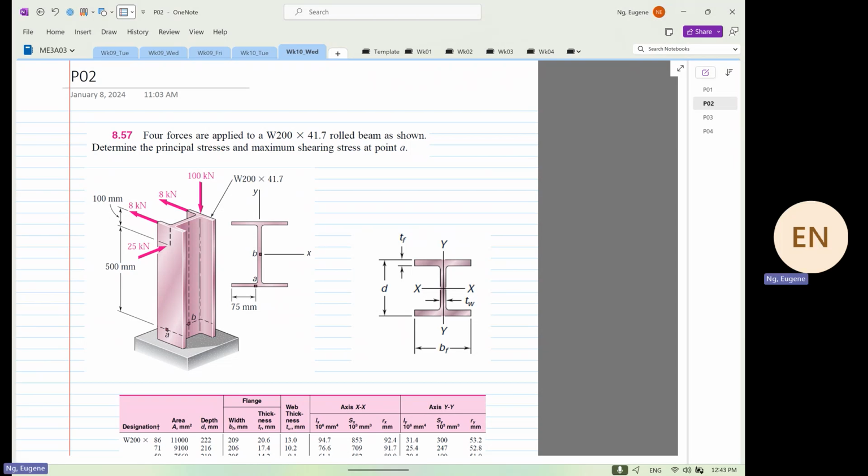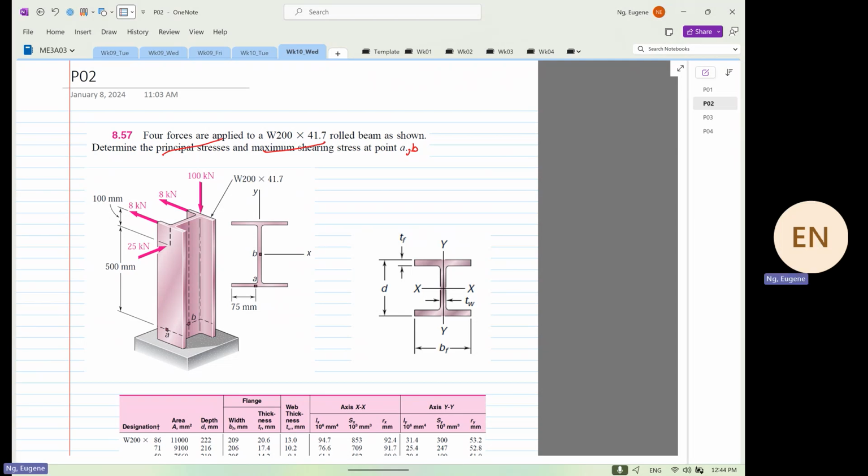4 forces are applied to a W200 by 41.6 steel as shown. Determine the principal stress and maximum shearing stress at point A, and we are going to look at point B. We are not going to do principal stresses yet because we have not done Mohr's circle yet. In your final exam, kitchen sink or throw inside, you have to determine the Mohr's circle and you have to calculate your factor of safety. So this is just 50% of where we are going.